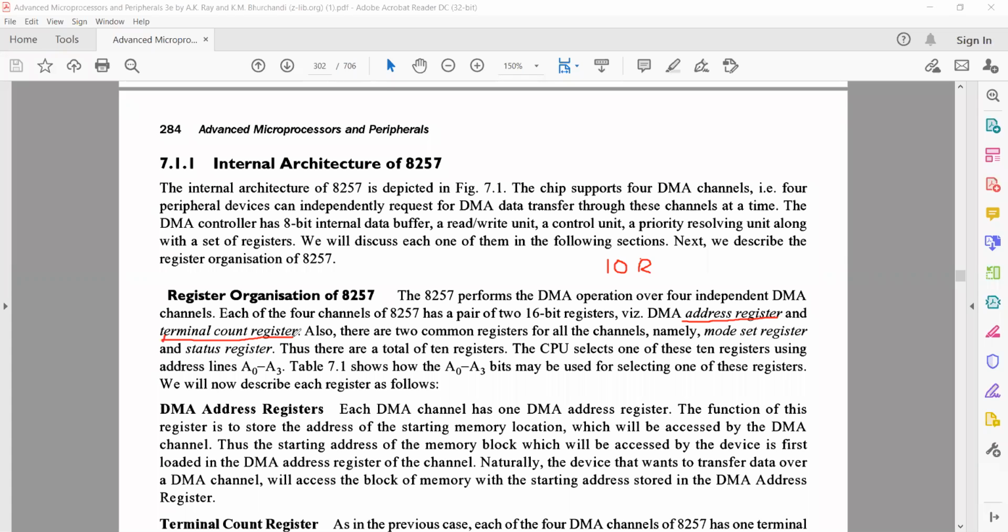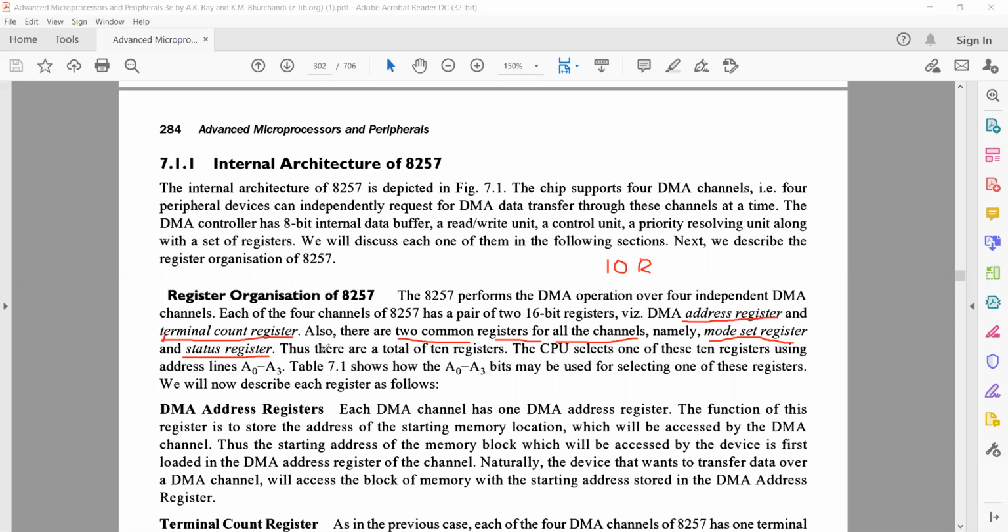And apart from these 8 16-bit registers, we have 2 common registers for all channels, namely mode set register and status register. Okay, so now the count is satisfied. We have 4 address registers, 4 terminal count registers, 1 mode set register, and 1 status register. In total, we have 10 registers.